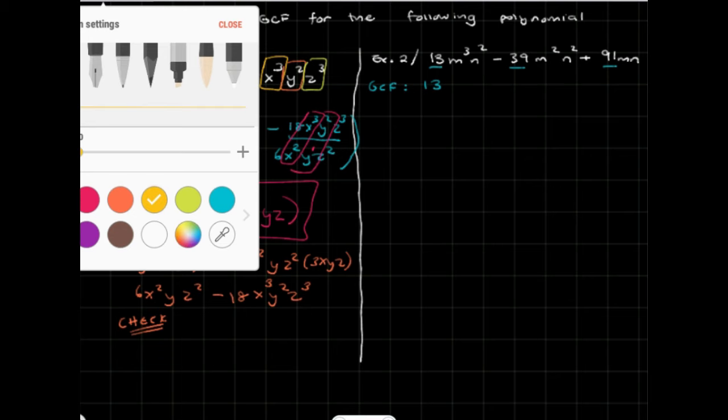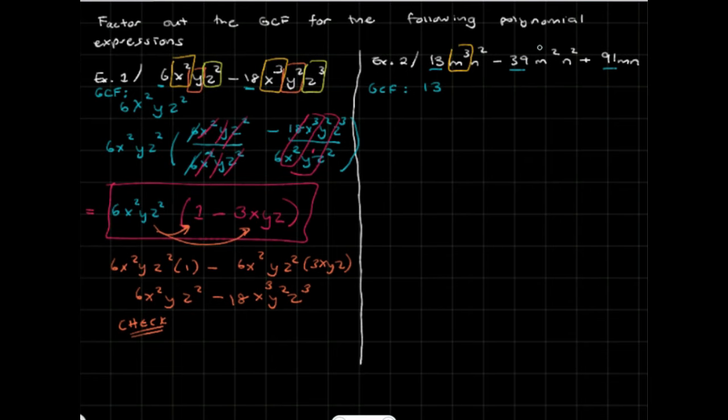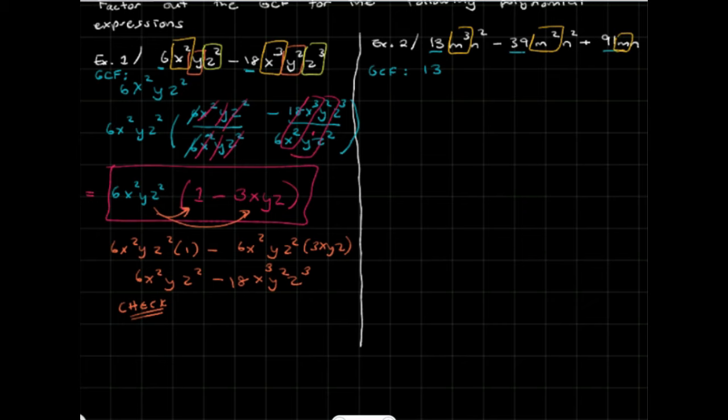Now the next thing I want to look at is my variables, my m cubed, my m squared, and my m here.